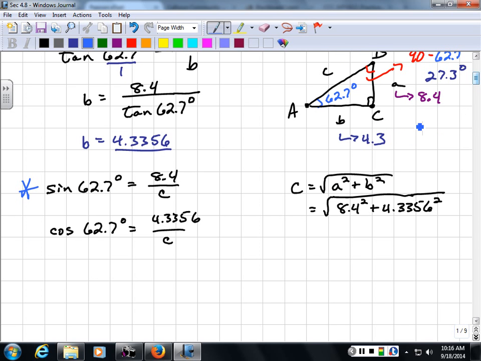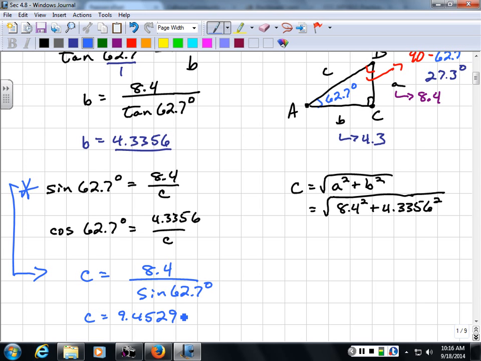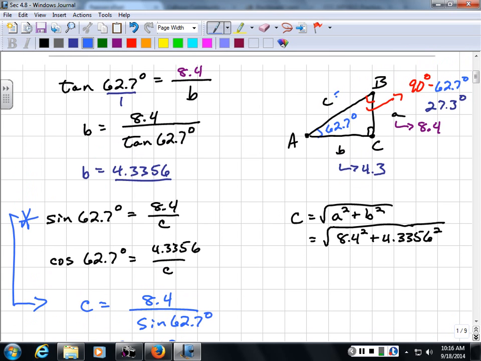Okay, and I have no idea what this is actually equal to, so C is equal to 8.4 over the sine of 62.7 degrees, so 8.4 divided by sine of 62.7, and I get C is equal to 9.4529, which I will round off to 9.5. There you go. I've just completed the triangle, and that's what you're going to do. Okay? Any questions?